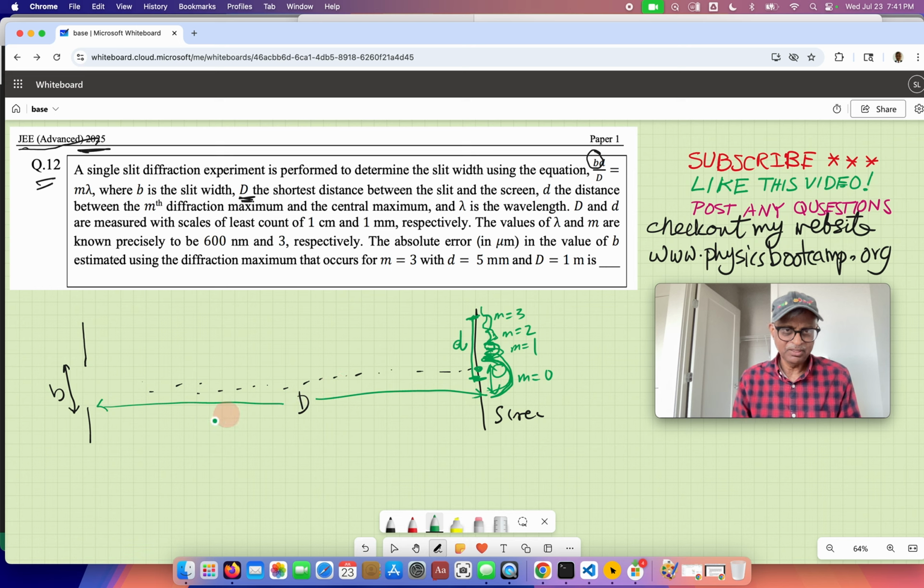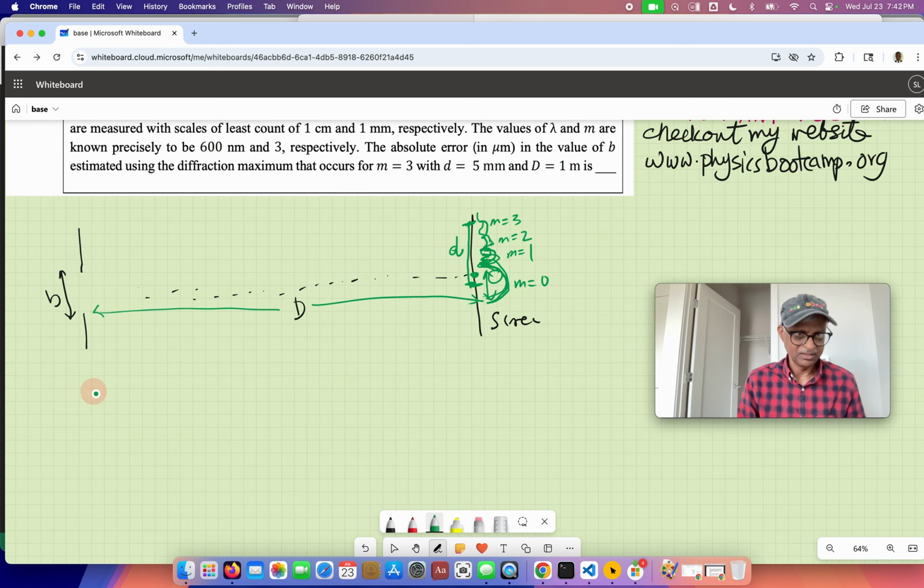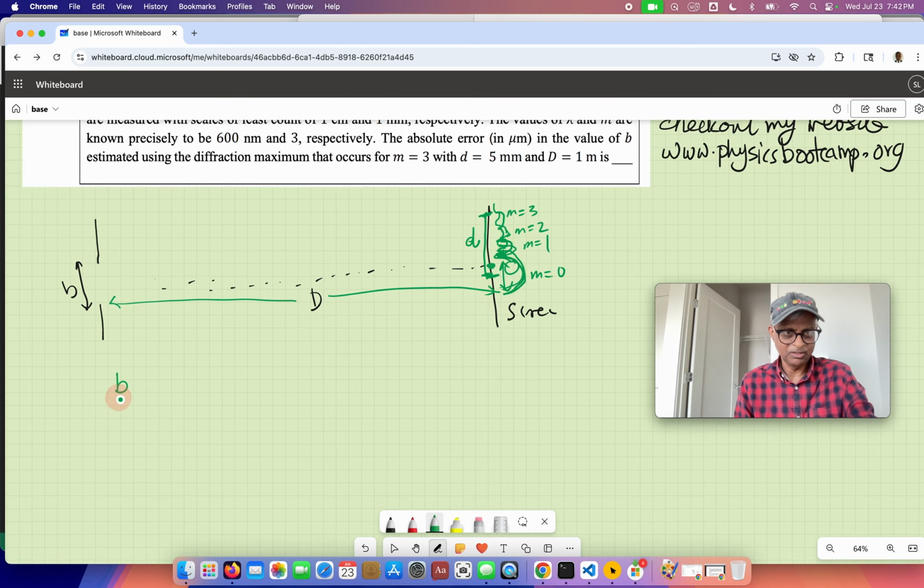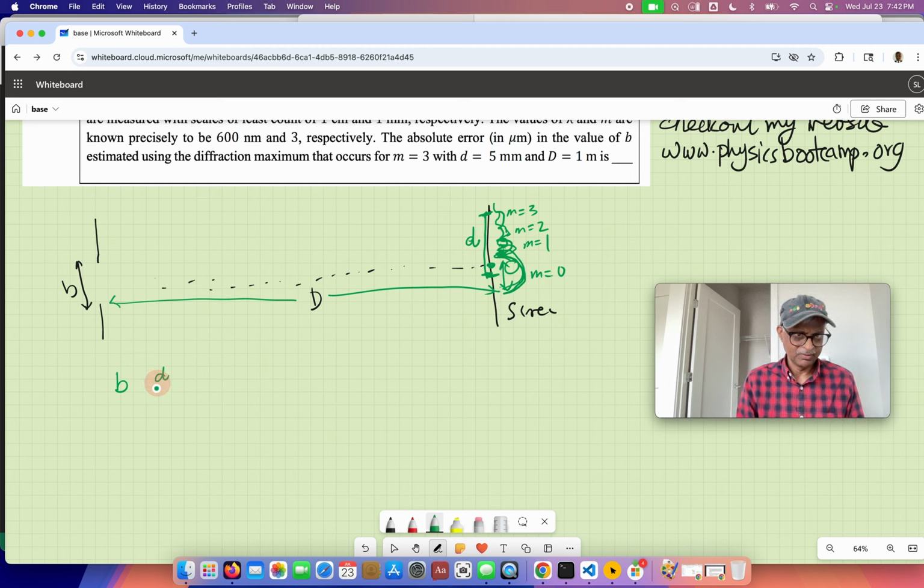So you really don't need to know any of these to actually solve this problem. You just need to know the formula connecting them, which is B times small d over capital D equals m lambda. So these are kind of exact values, but these are experimental values.